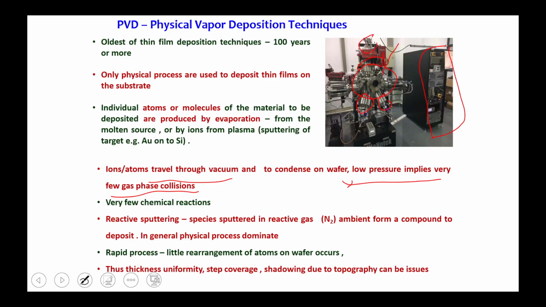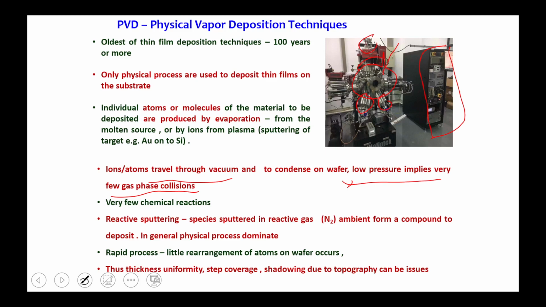If a collision happens, it will break the atoms again, change the uniformity, change the phase of the atoms, and also change the property of the atom. Collisions will be less. Very few chemical reactions means unwanted chemical reactions will not happen. That means impurity will be low in that case. That's why you get good quality film.